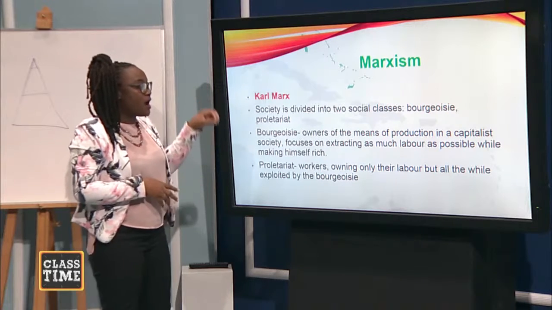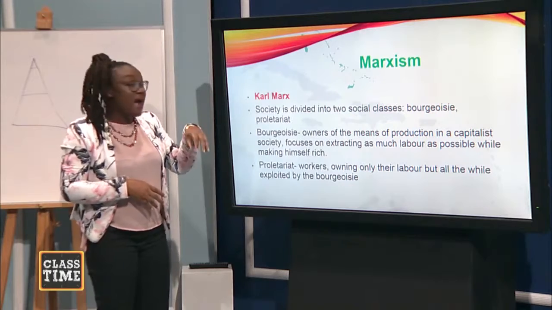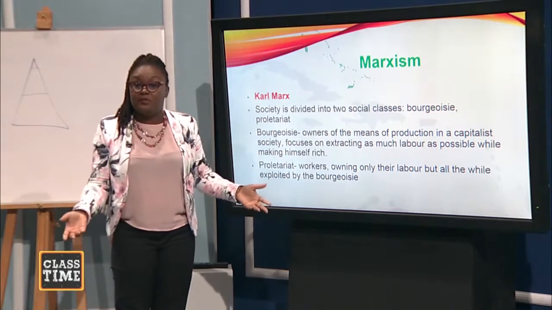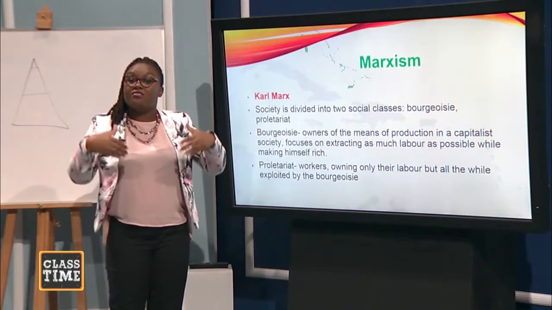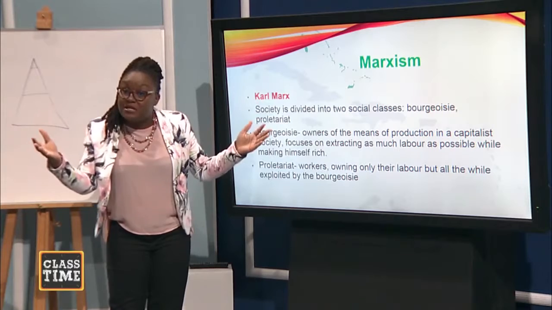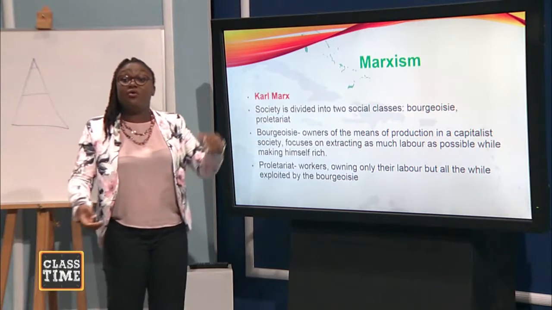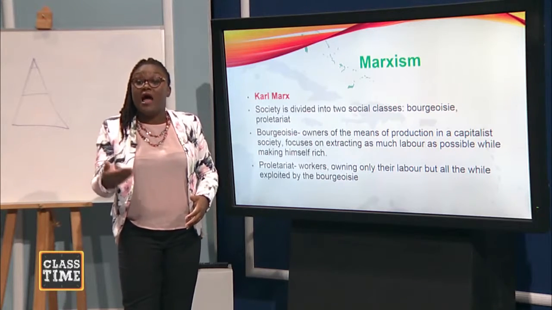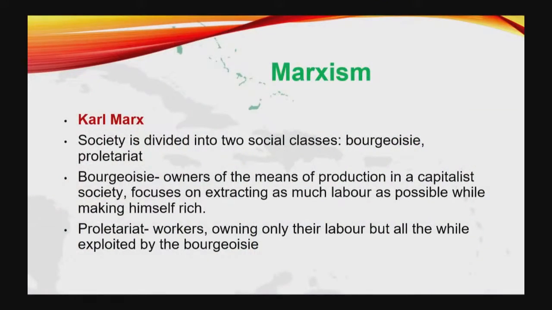Now, for Karl Marx, the society is divided into two social classes: bourgeois and proletariat. The bourgeois are the owners of the means of production, the people who own the businesses and so on. They are the movers and shakers in this capitalist system. And the proletariat are the workers. They don't own anything but their labor, right? And so they give their labor, and they're exploited by the bourgeois. That is what Marx says.